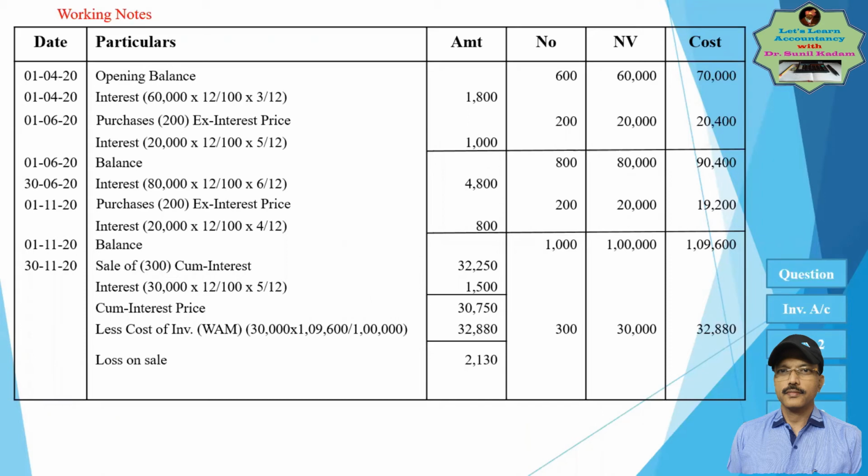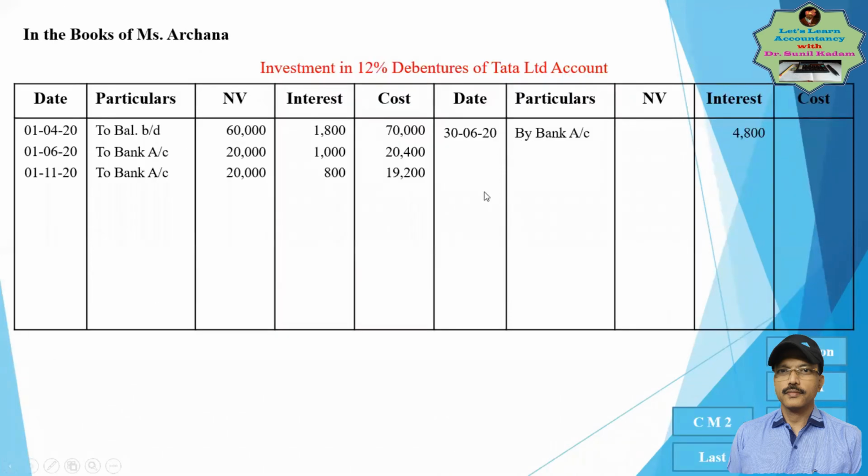This is the journal entry we have passed, and the entry has to be posted into the ledger. So the ledger effect on the investment account, credit side, date is 30th 11 by bank. The nominal value is 30,000, interest 1,500, and the actual sales price we record here is 30,750, and the difference is a loss, which will be recorded on 30th 11 by profit and loss. In the cost column only 2,130 is the loss recorded. So we have recorded the loss.